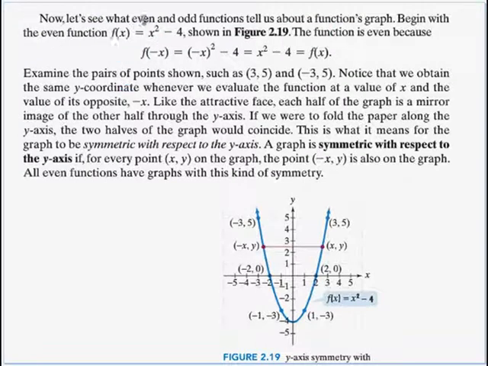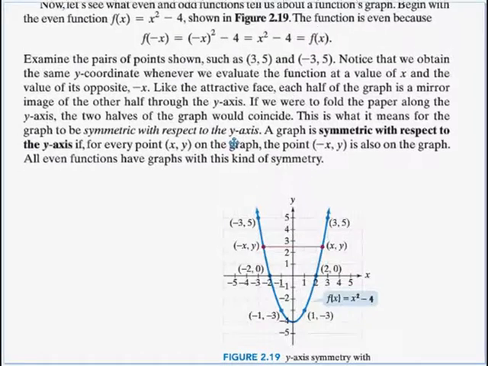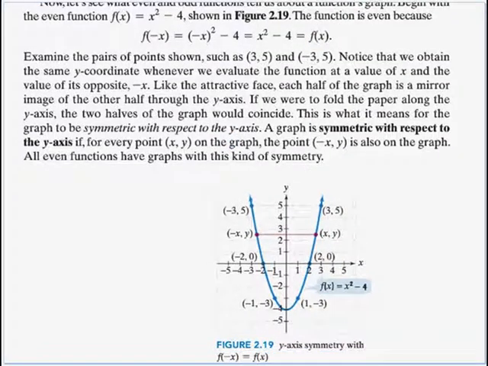Begin with this even function, x squared minus 4, shown down in the figure. It's even because f of negative x is the same thing as f of x. And if we look at some of the points on the graph, if we plug in a positive 3 or a negative 3 and we square it and subtract 4, we get to the same height of 5. So they're straight across from each other with the y-axis between them.